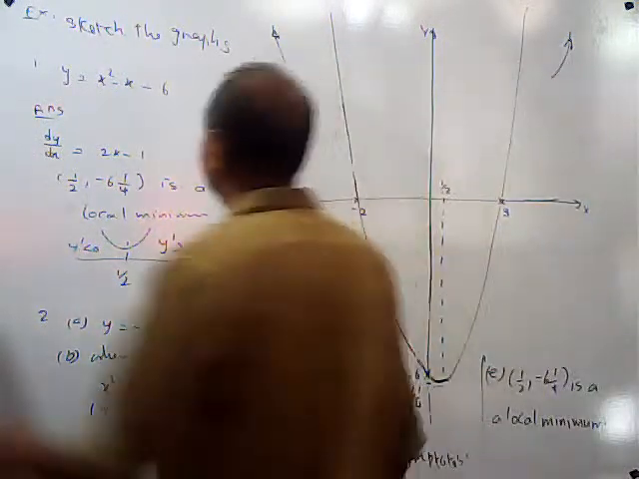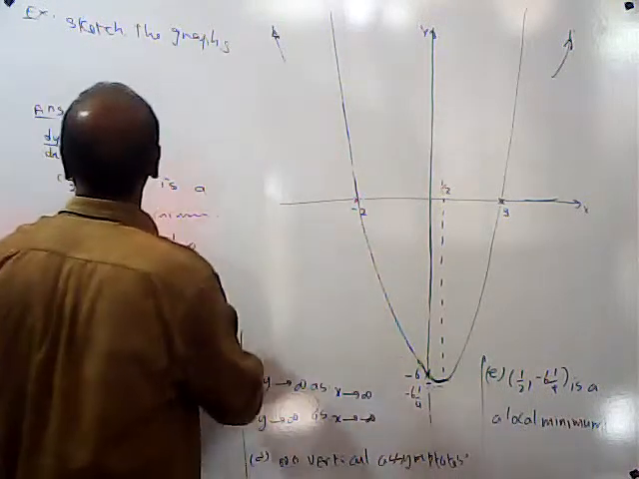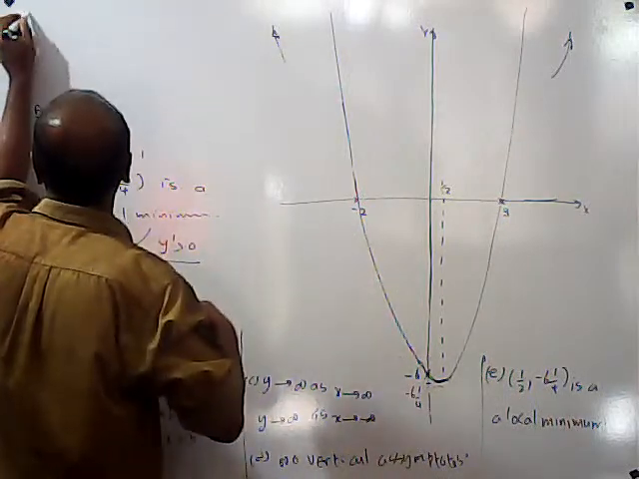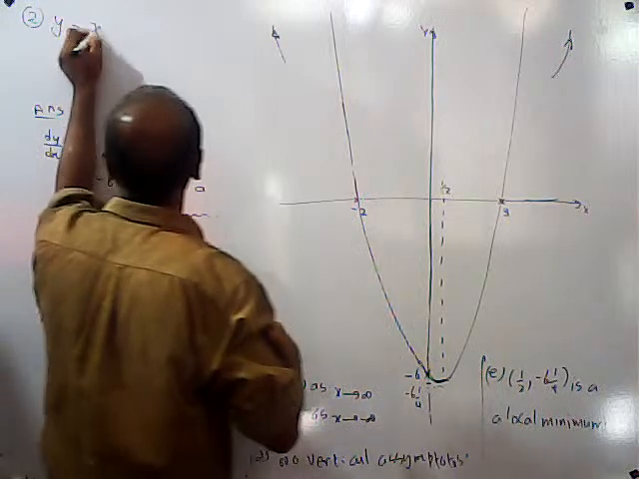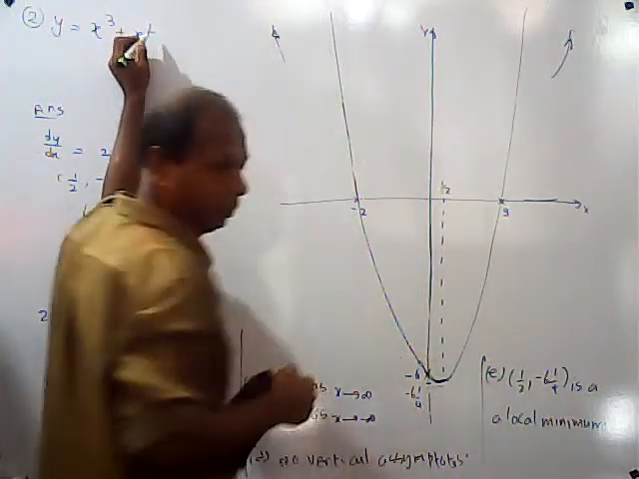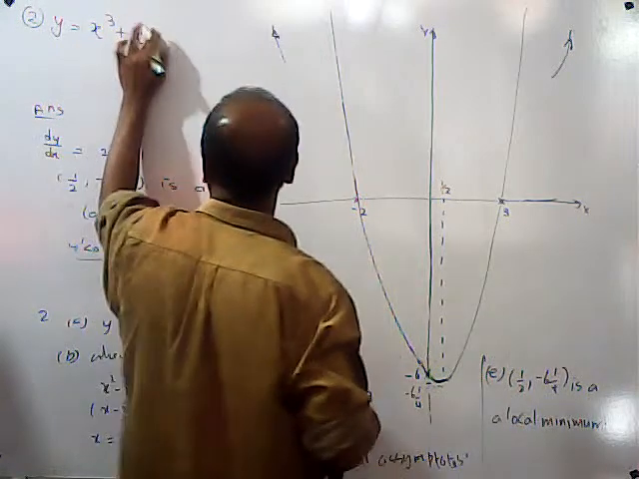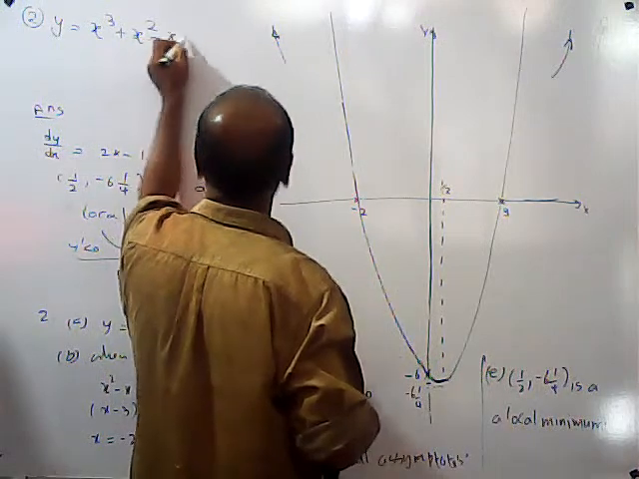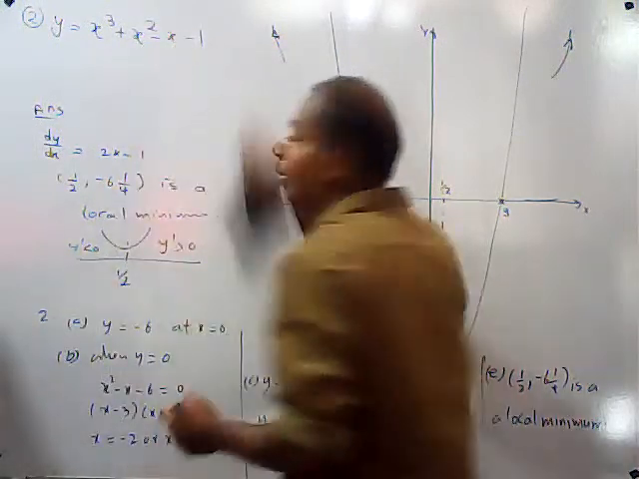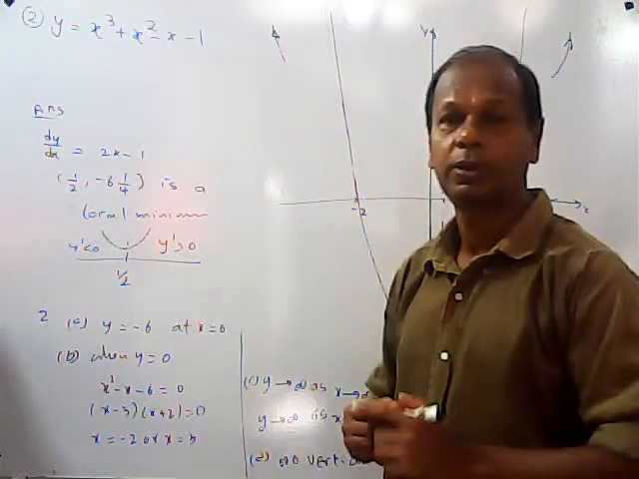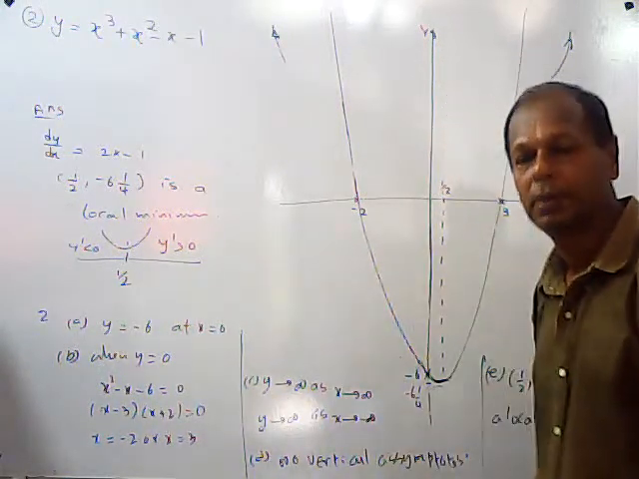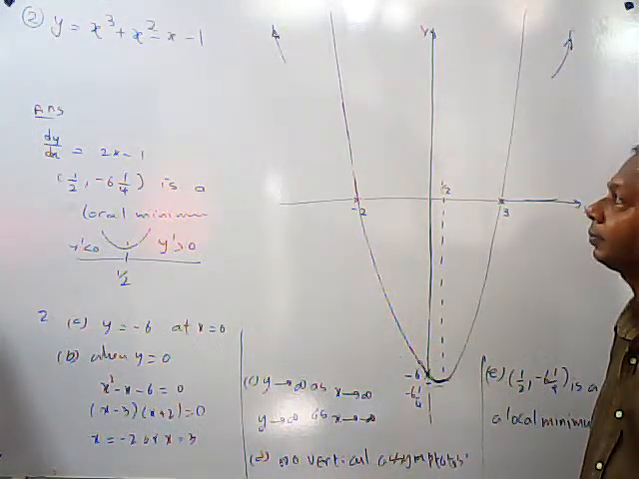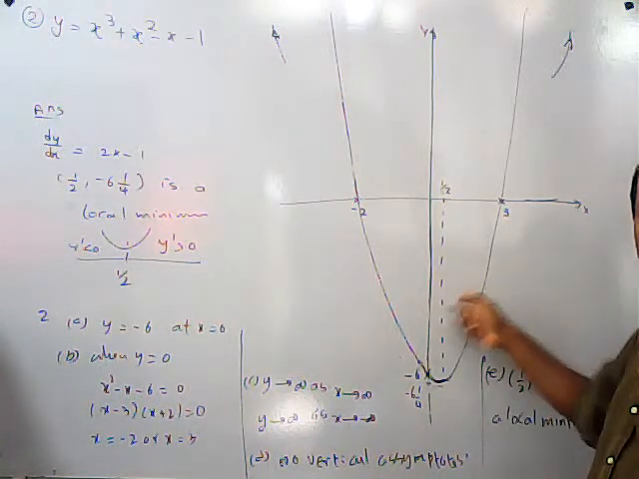So shall I write the next? You can start it. Number 2, y equals x cubed plus x squared minus x minus 1. My turning points are coming, right? You can use them. No need of finding again. You can use them and draw it quickly. Then you can start number 2.